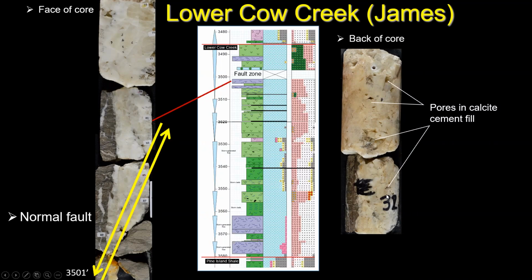So I'll stop here and then carry on with the upper Cow Creek in the next set of slides.